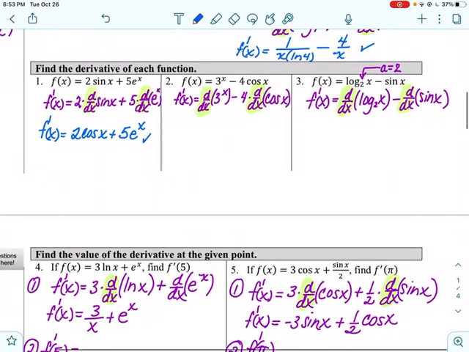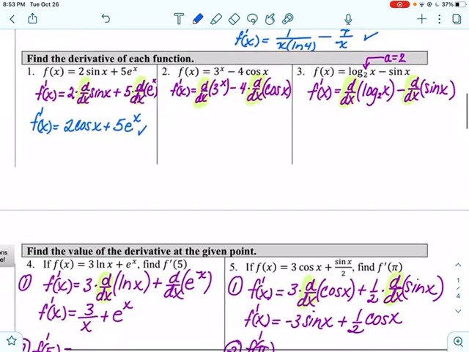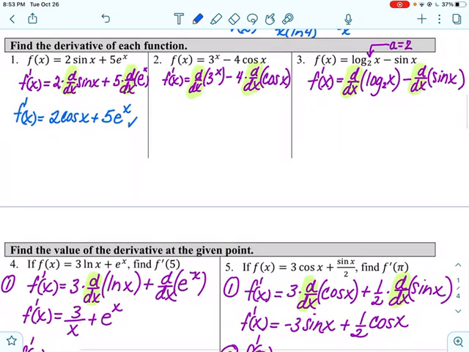Okay. So the second one, I have the derivative of f of x is equal to 3 to the x minus 4 cosine x. So you can see I have f prime is equal to the derivative of 3 to the x minus 4 times the derivative of cosine x. So I get f prime of x is equal to 3 to the x times ln of 3 minus 4 times the derivative of cosine, which is negative sine.